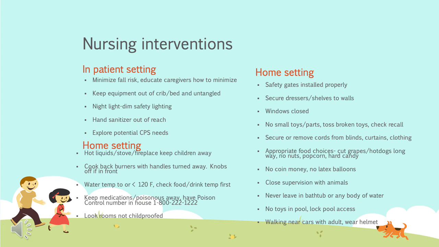You want to cook, or at least tell parents to cook on the back burners with the handles of the pots turned away, so they're not hanging over, so they don't reach up. Because remember, at this developmental stage, toddlers are grabbing on to certain things. You don't want them to grab the pot and have whatever's hot on the stove fall on them. And if there's a stove with the knobs or handles in the front, they can be taken off and stored on top of the counter where they can't reach, so they can't turn the stove on accidentally.